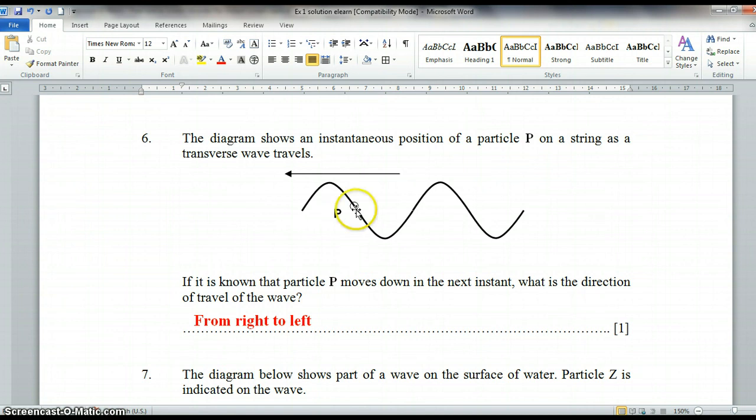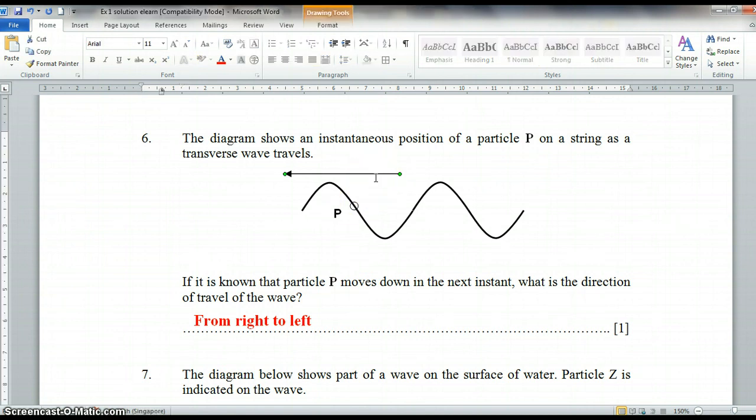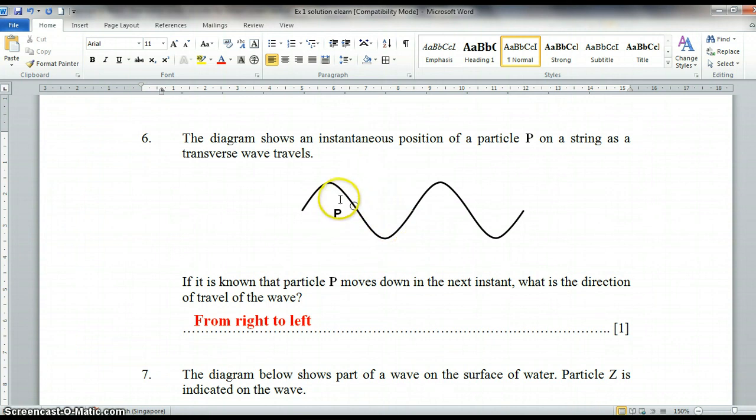Wait, this arrow was not supposed to be there. I think this is what you have in your question. Let's do this again. We do not know which direction the transverse wave travels. However, we do know that the particle P moves downwards.